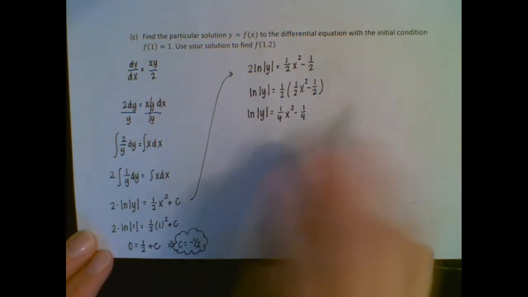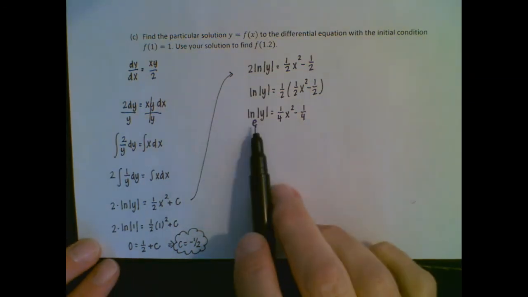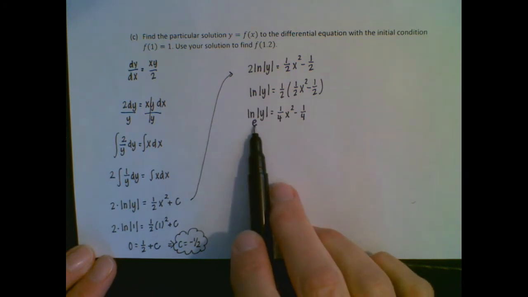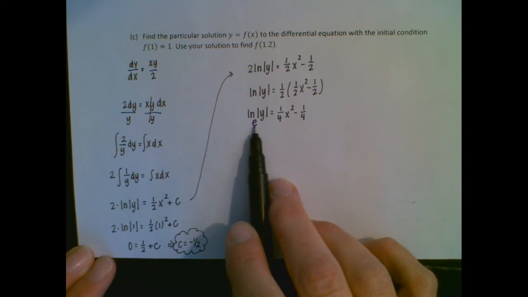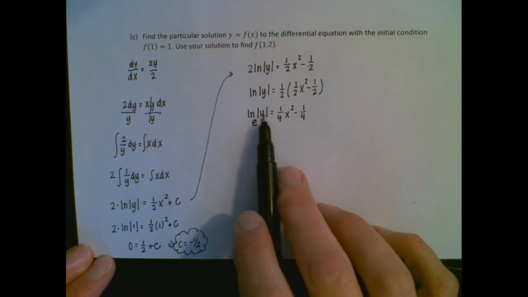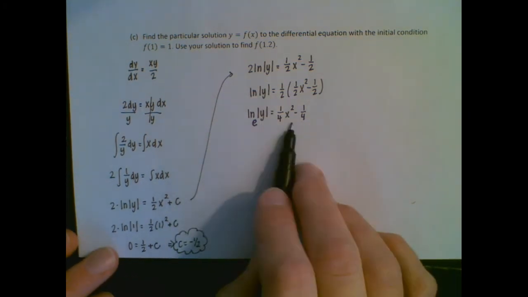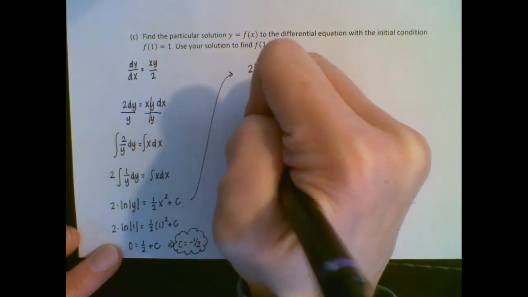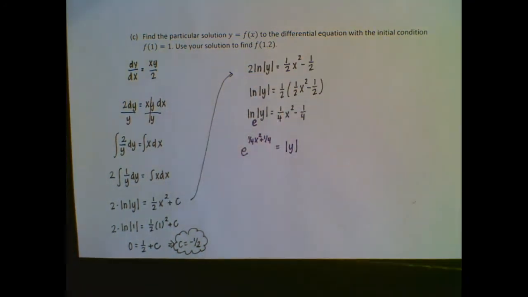So that would mean, remember that this base here is really an e. I can rewrite this in exponential form to get rid of the natural log here. Remember that when rewriting a logarithmic equation, you take your base, and this stuff over here on the right side is really your exponent, and that's going to be equal to the absolute value of y. So writing this in exponential form, e to the 1/4 x squared plus 1/4 is going to be equal to the absolute value of y.